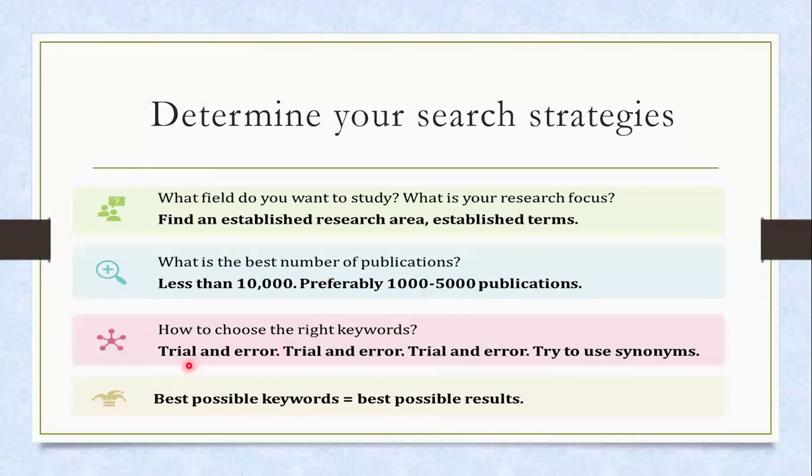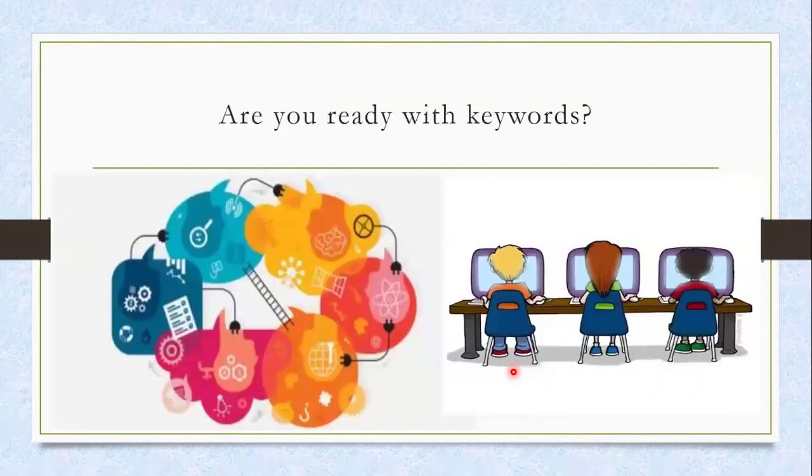How to choose the right keywords? Trial and error, trial and error, trial and error. Try to use synonyms. As I discussed in the previous session, you need to use different combinations of synonyms. Try again in order to find the right combination of publications. So best possible keywords equal best possible results. The best possible keywords are those which give you the best possible results. So I need to find a combination of possible keywords which are required.